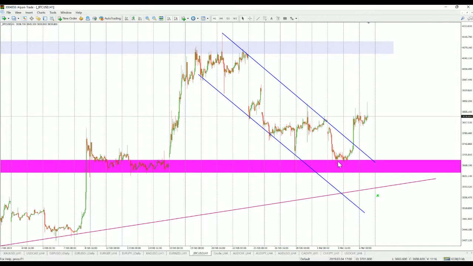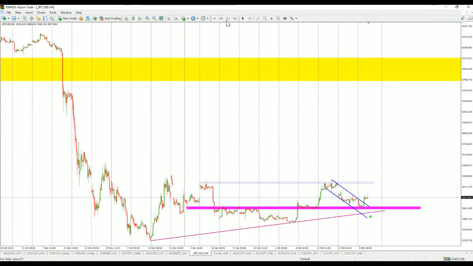The price broke the upper line of the flag, which in theory brings us a short-term buy signal with the target on the gray area. So we do have the short-term buy signal with the target slightly above $4,000 for one Bitcoin.